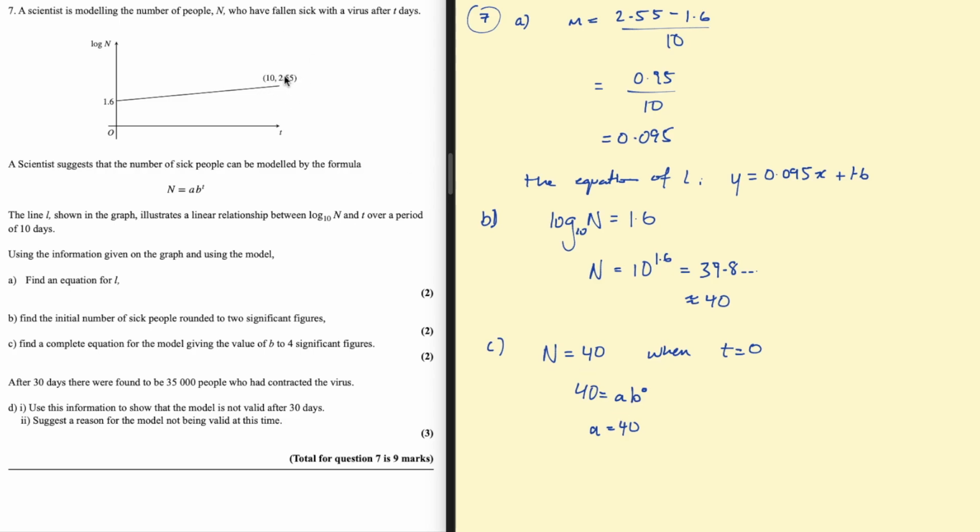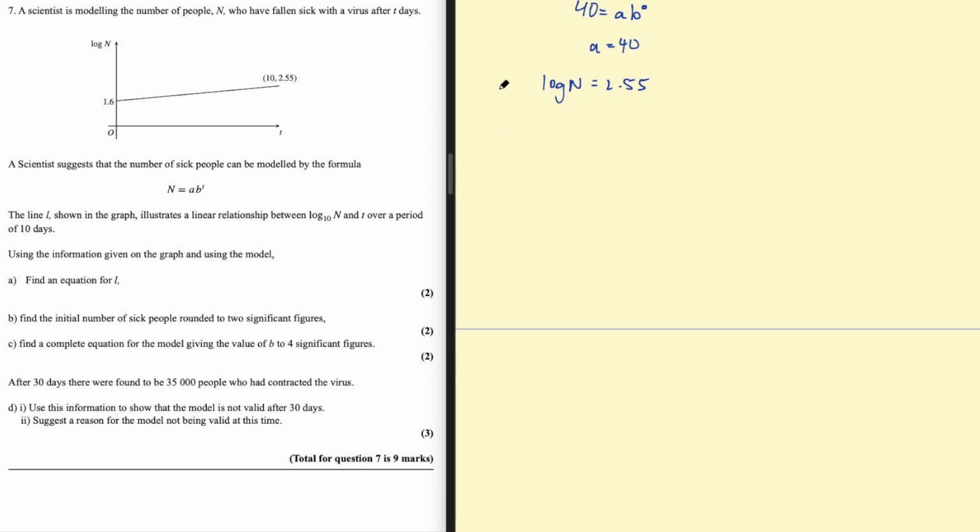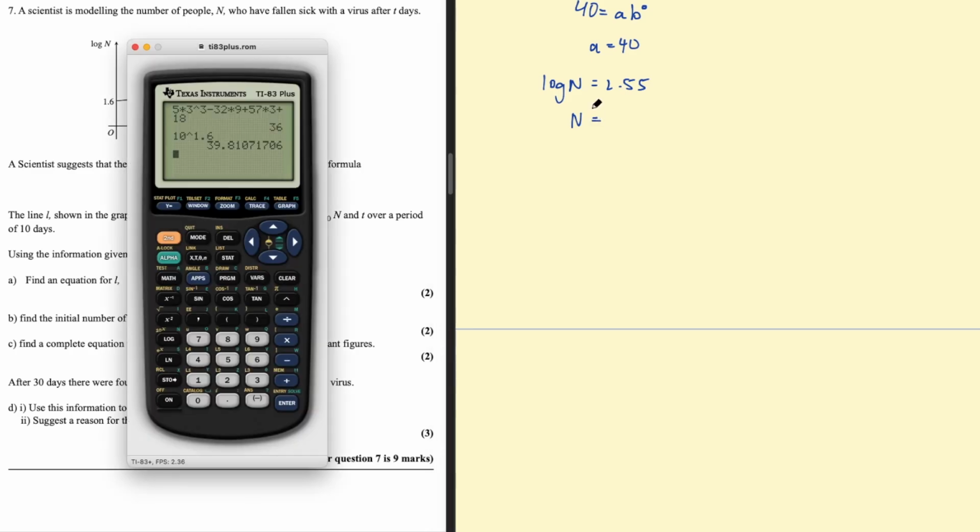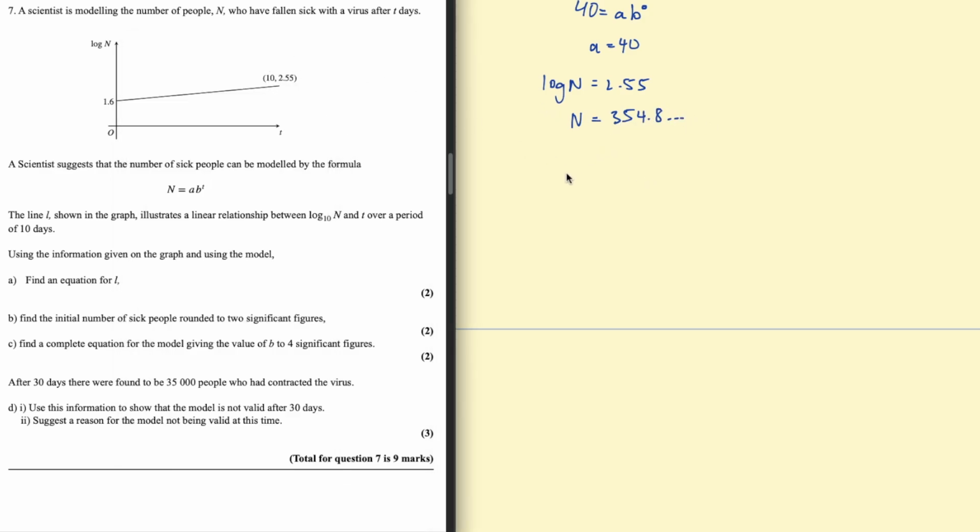We need to find n. So for b, we need to say that log of n equals 2.55. Then we can solve this for n using the same method we just used for 1.6. So it'll be 10 to the power of 2.55. That's 354.8 and so on. So now we have this point, plugging those numbers in, we have 354.8 equal to 40 times b to the power of 10.